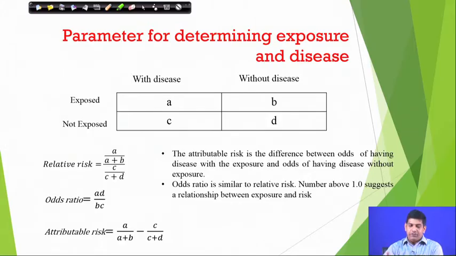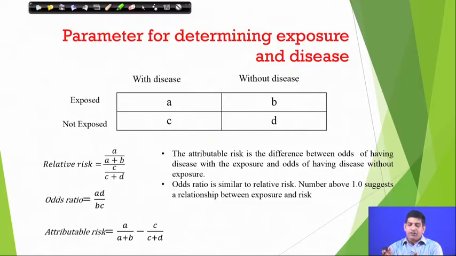So, if you look at relative risk, what does it become? A divided by A plus B, which is those with disease among the exposed. Then C is the number who were not exposed but still got the disease, so it is C divided by C plus D. That fraction gives you the value where you can get the disease even without being exposed. We define that as the relative risk.